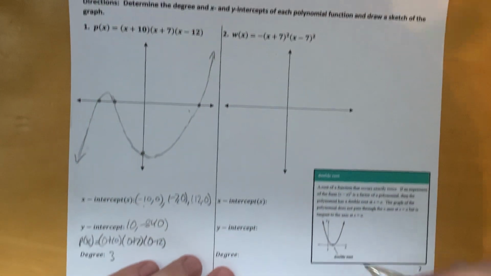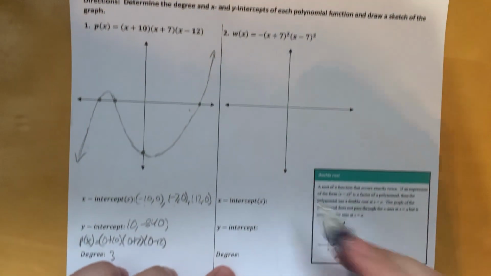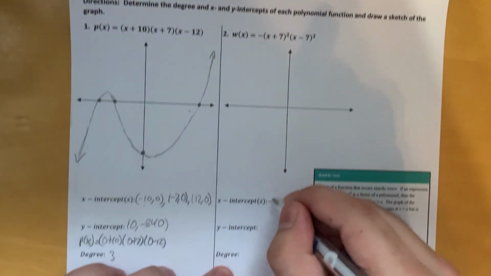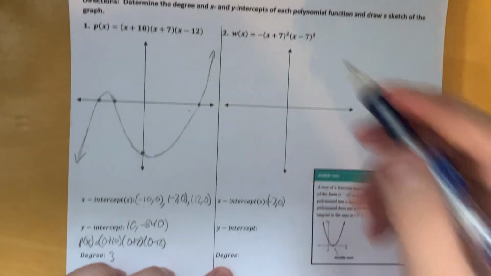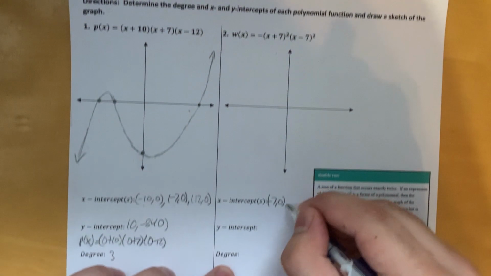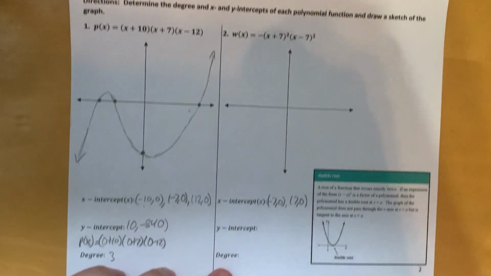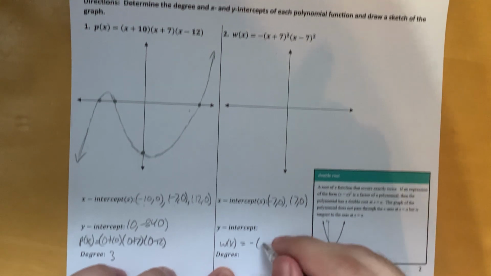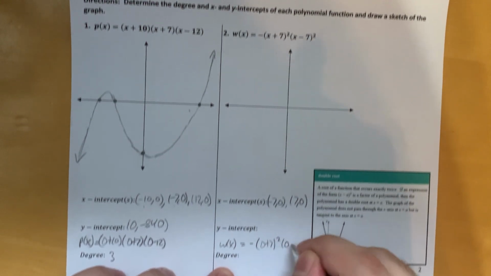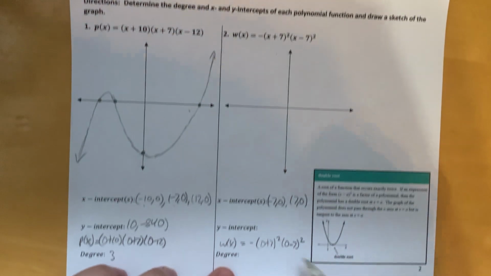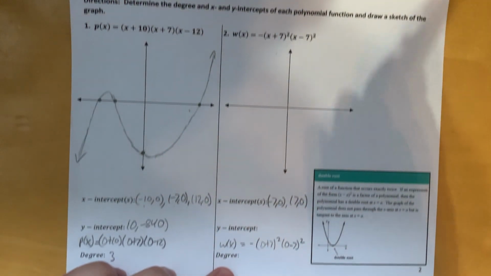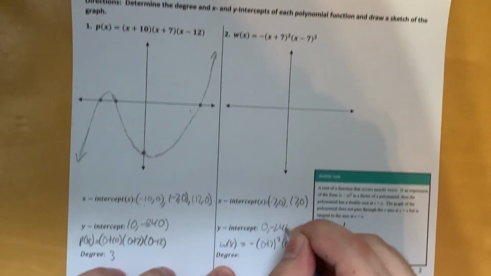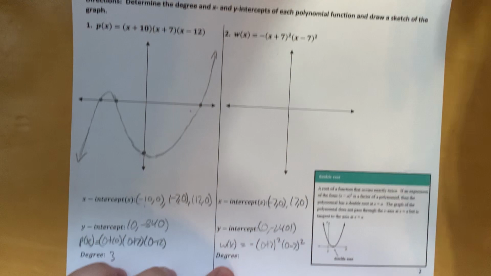But let's do number 2. X-intercepts. So x plus 7, how do I get a 0 in there? Negative 7, 0, yep. How do we get a 0 of x minus 7? 7, which gives us a 0. So now, how do we find the y-intercept? So w of x equals negative times 0 plus 7 squared times 0 minus 7 squared. And if we multiply that out, we will get 0, negative 2,401.